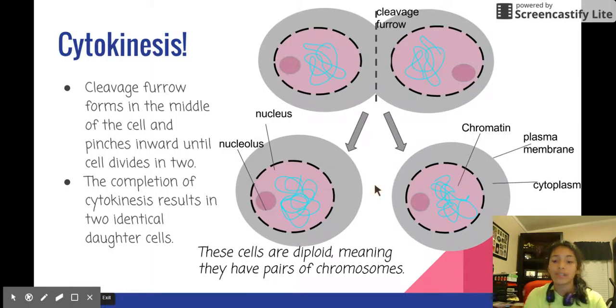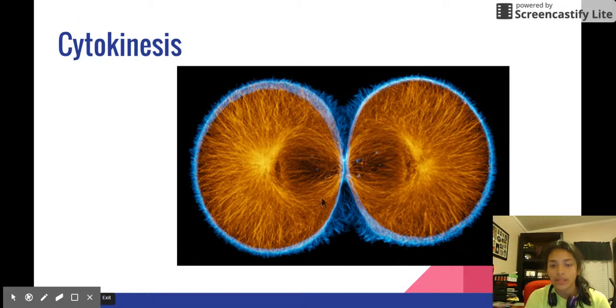So the completion of cytokinesis results in two identical daughter cells. These cells are diploid, meaning they have pairs of chromosomes. So here you can see cytokinesis has taken place.